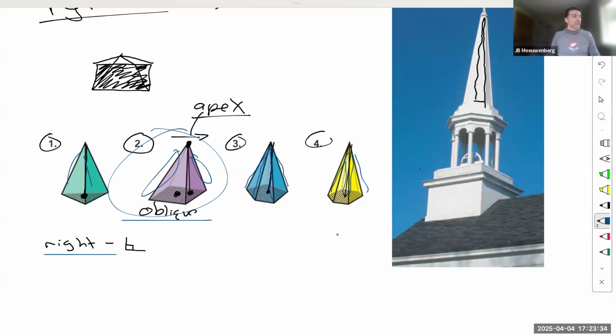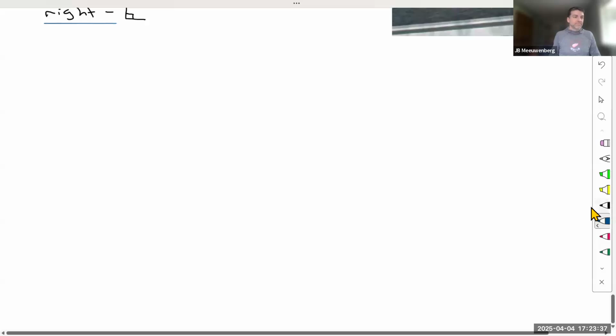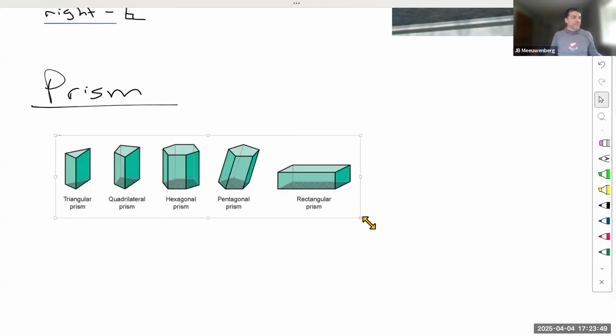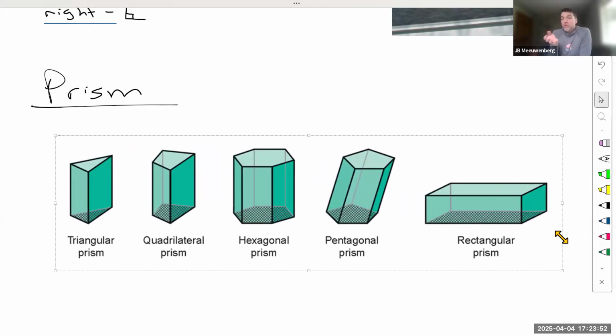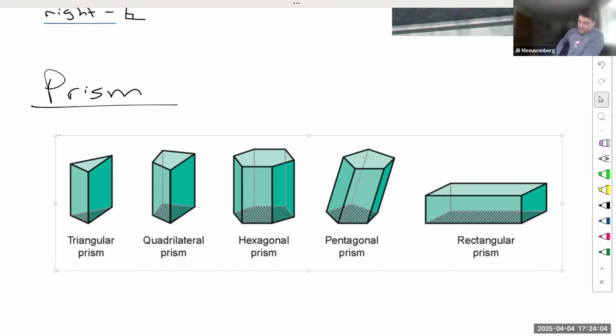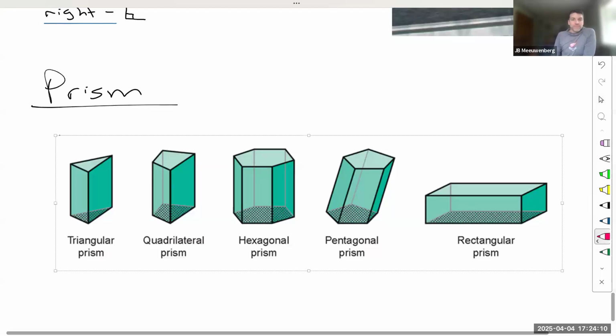Next, we will talk about prisms. So this is another type of polyhedron, and here are several examples of common prisms. What I want you to do is pause and just stare at those for a moment and say, what do we think describes a prism? What makes it a prism? What's the defining feature of a prism? The defining feature of a prism is that it has two parallel bases.